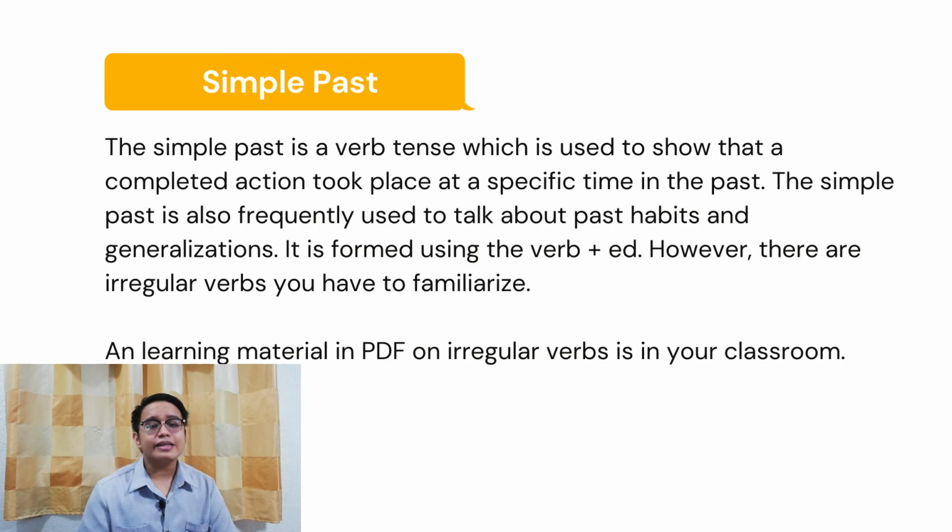Now, a simple past is a verb tense which is used to show that a completed past action took place in a specific time in the past. The simple past is also frequently used to talk about past habits and generalizations. It is often formed using the verb, kung say verb, plus ed. Okay, remember that one? A simple past is created by verb plus ed. So for example, cook.